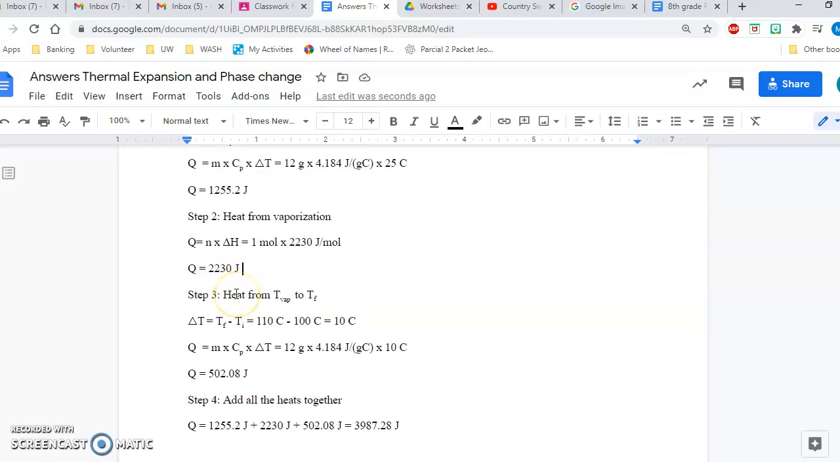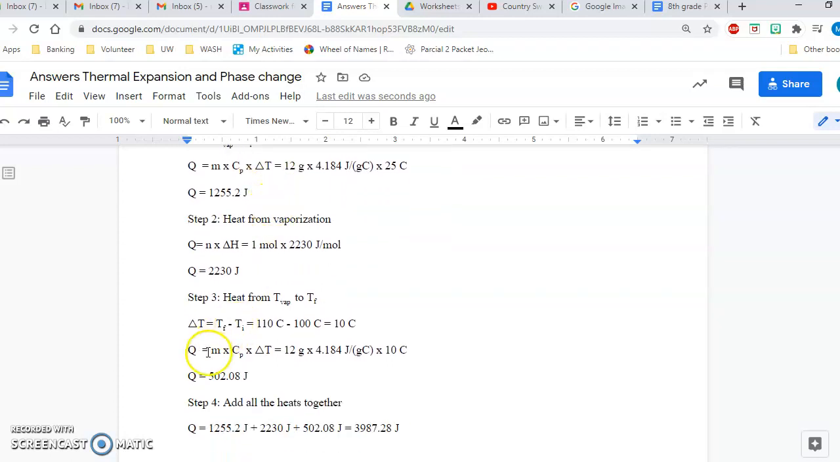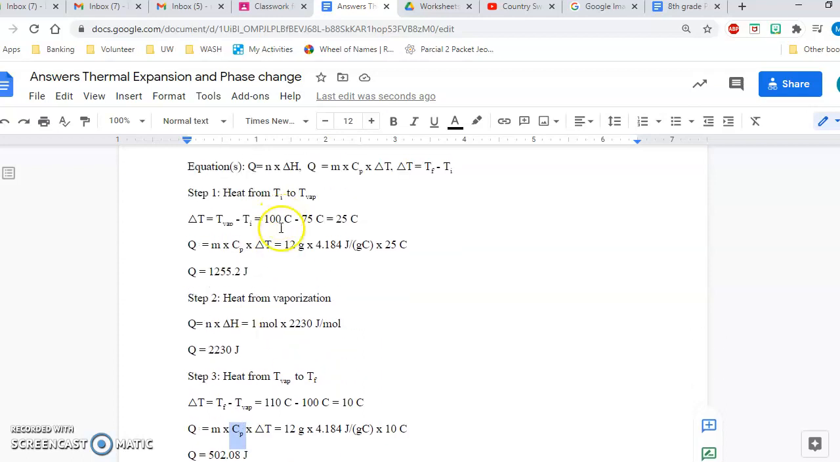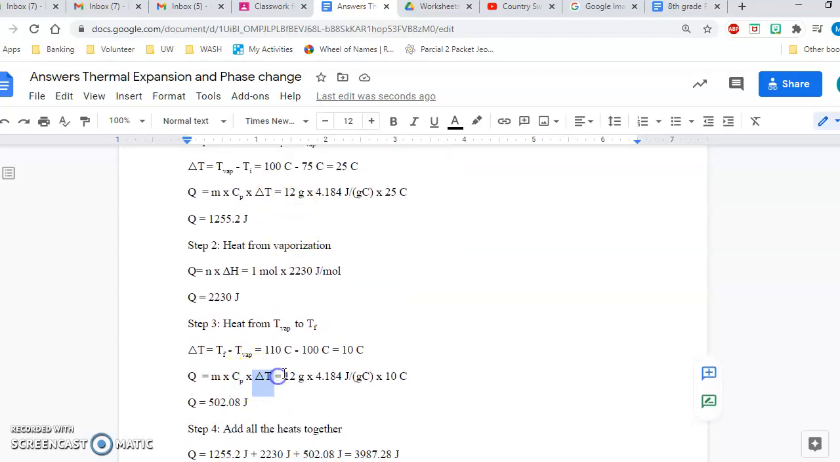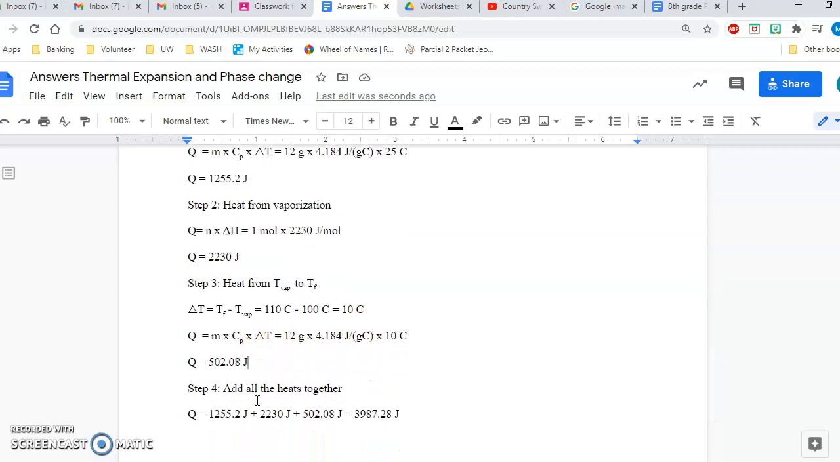The third step is a lot like the first step. We're going to use Q is equal to M Cp delta T. But this time, we're going to go from T final to T vape. So I should write it like this: T final minus T vape is 110 minus 100. So our delta T is going to be 10. And then we're going to use the same mass and the same Cp that we did for step 1, put in a new delta T, multiply them all together and get 502.